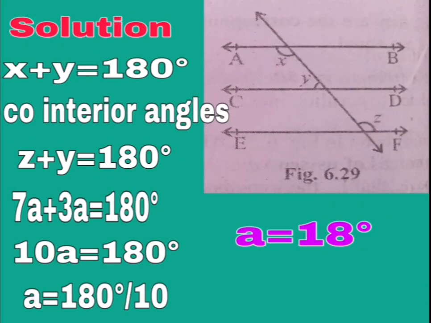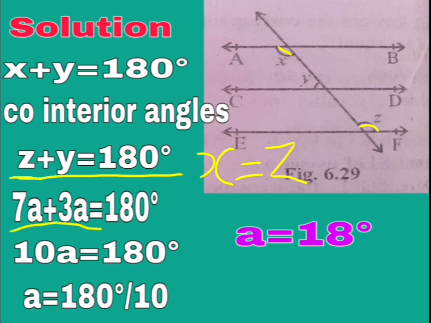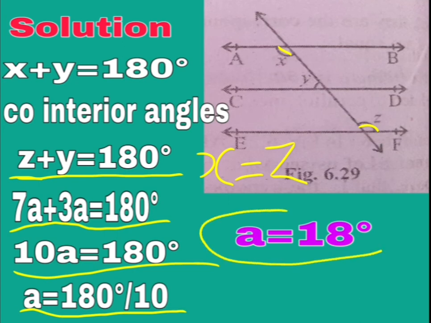Okay. Now in the place of X we are using Z, because as I already explained, X and Z are equal because they are alternate interior angles. So Z plus Y is equal to 180 degrees. The value of Z is 7a, Y is 3a, so 7a plus 3a is equal to 180, 10a is equal to 180, a is equal to 180 by 10. So the value of a is equal to 18 degrees.